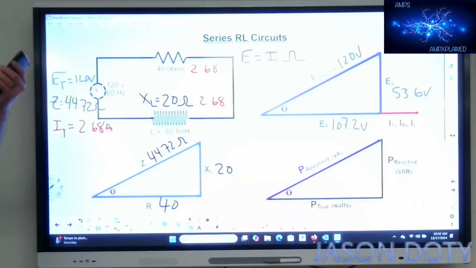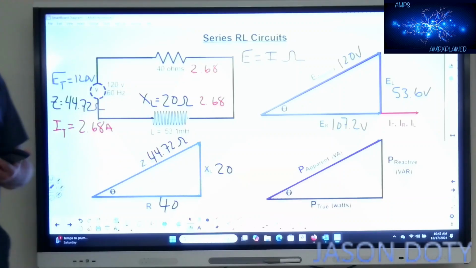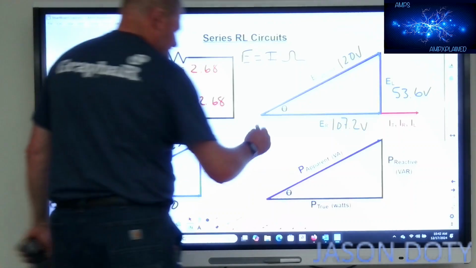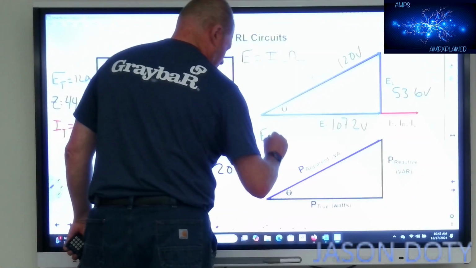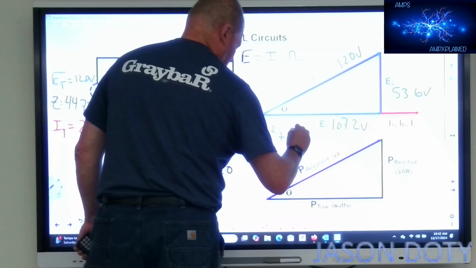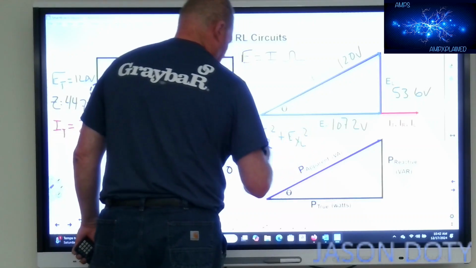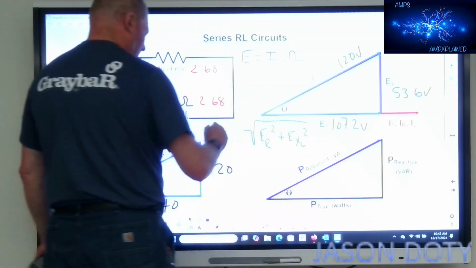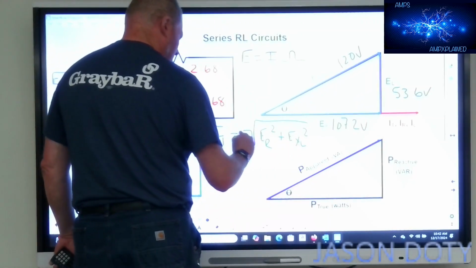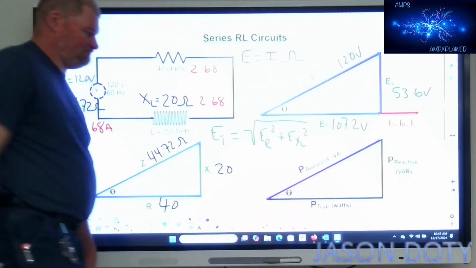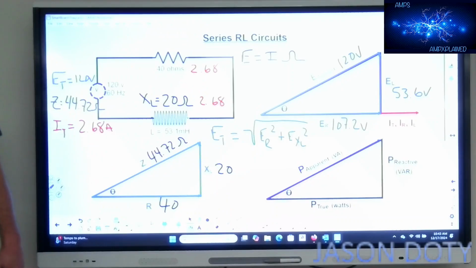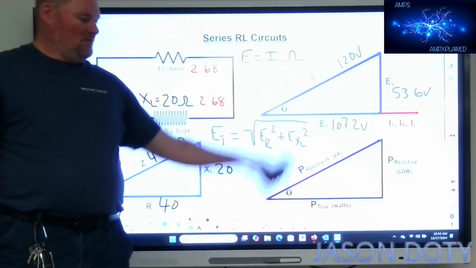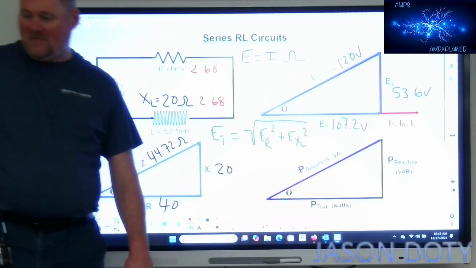And again, the beauty of math is we can work formulas forward and backwards. We already knew what the total voltage was. So can we check to see that we're right? Absolutely. We would take E of R squared plus EX of L squared, take its square root, and we would get E total, our hypotenuse here. A squared plus B squared equals C squared.